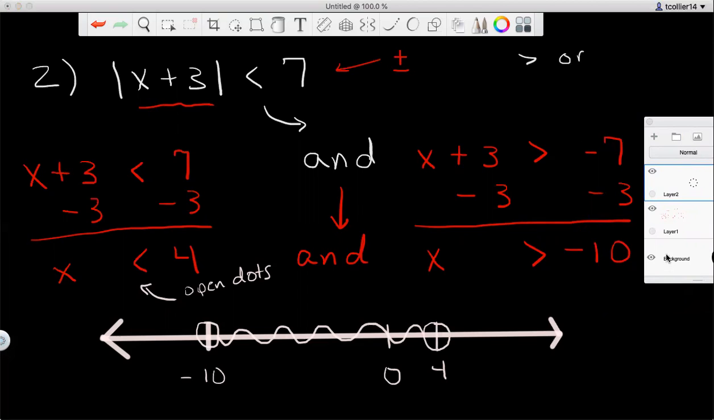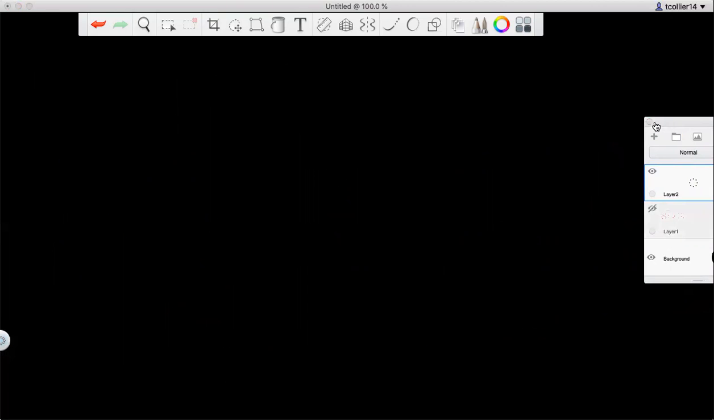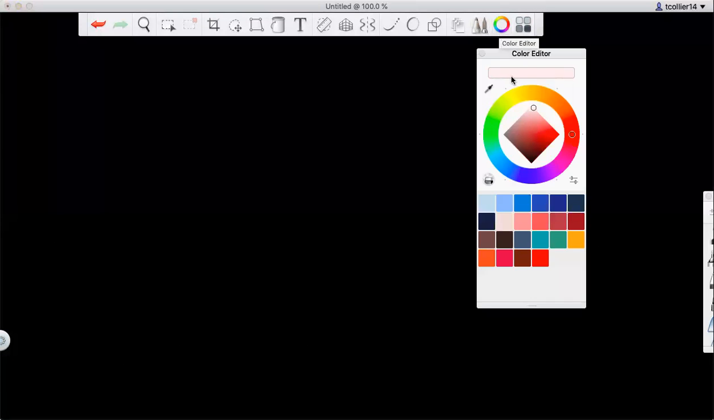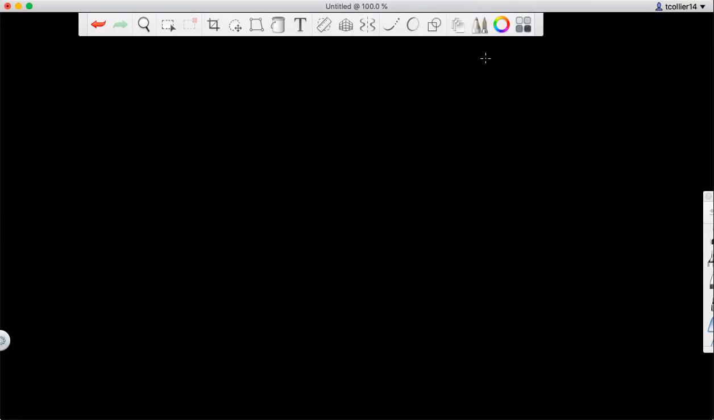So let's move on to number 3. Okay, number 3. 3 is going to be a quadratic equation. And we know it's going to be quadratic because the highest exponent is going to be 2. So let's take a look at number 3. Number 3, we got x squared plus 8x plus 15 equals 0.